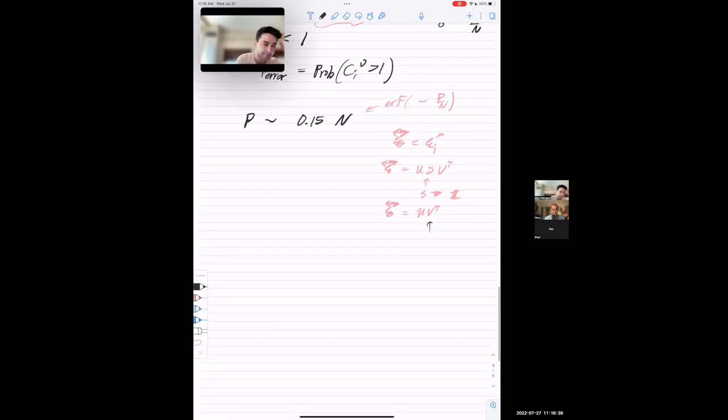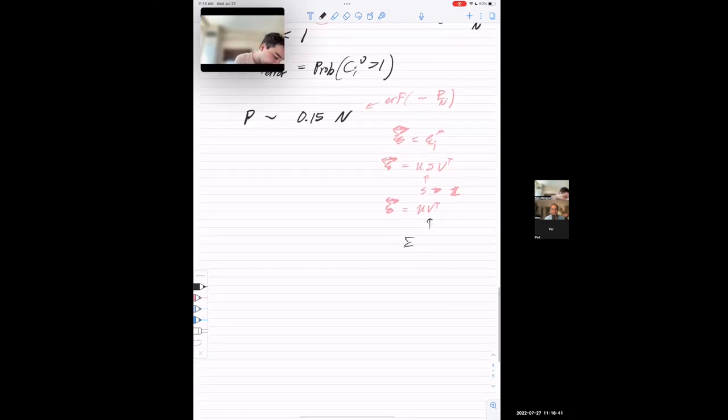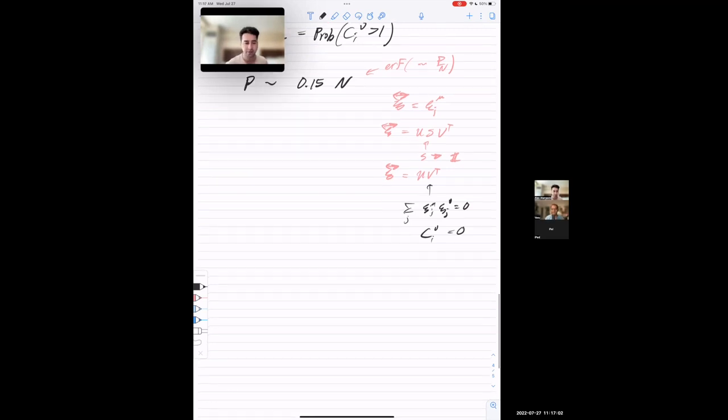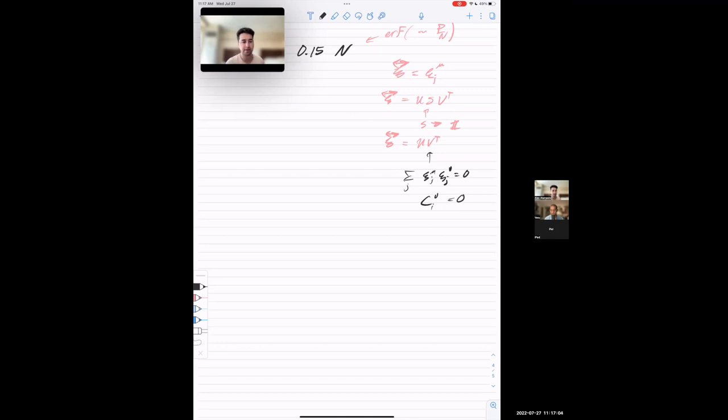I'm just seeing the book that I sometimes follow along. It is true that if you have this ξ_i^μ ξ_i^ν sum equals zero, then by this orthogonality condition you're guaranteed that this crosstalk term is going to be equal to zero, and you're going to be able to memorize all N. So if the patterns are orthogonal, you can memorize as many patterns as you have neurons, by this orthogonalization that you're doing.